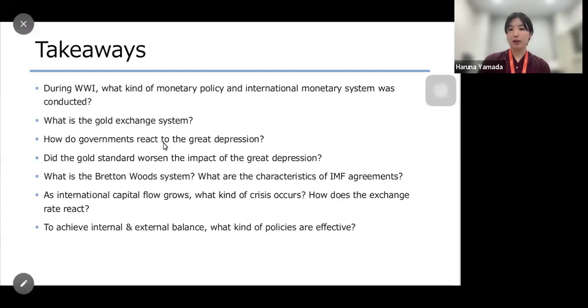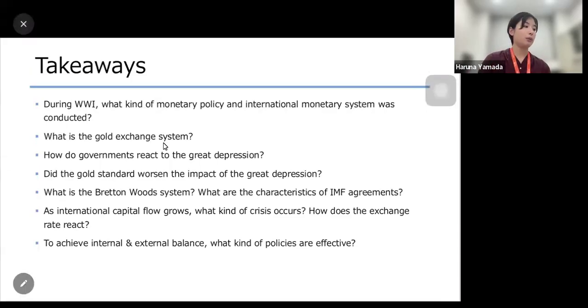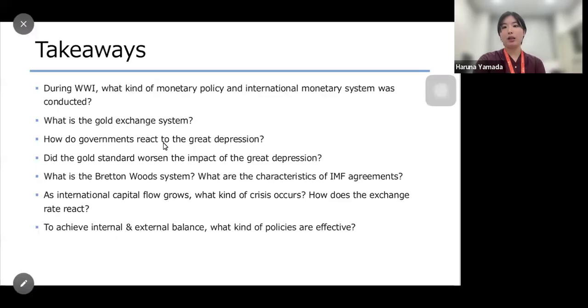Why Bretton Woods systems? At Bretton Woods in the USA, many countries, I forget the number, signed IMF agreements. The IMF agreements consist of 4 characteristics. As international capital flow grows, what kind of crisis occurs? How does the exchange rate react? Balance of payment crisis occurs as capital flow increases.